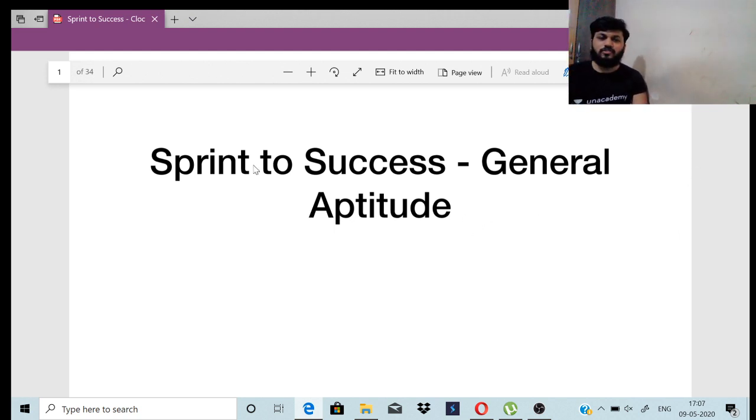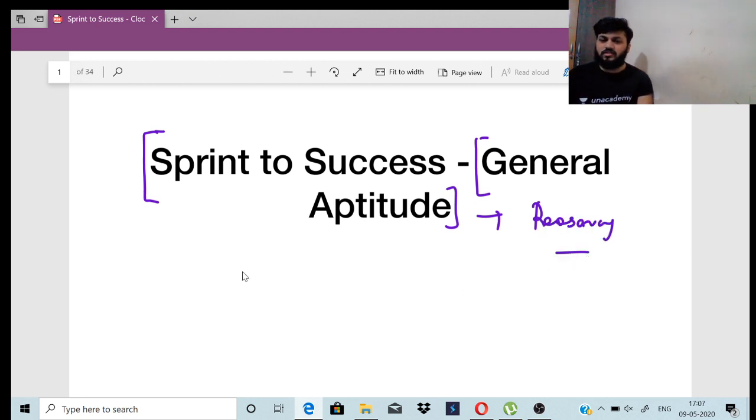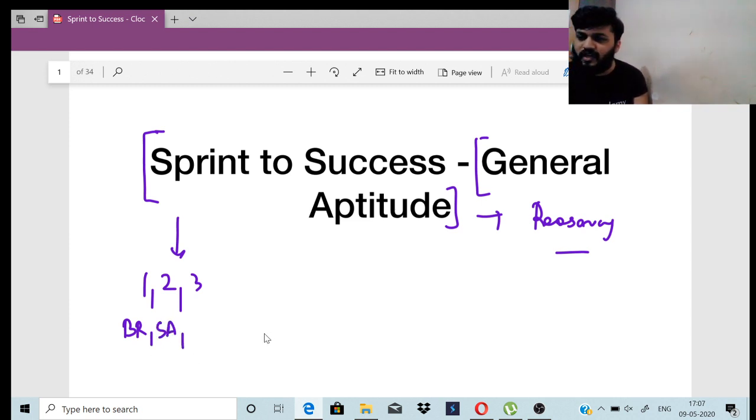Hello, everyone. Welcome to the Sprint to Success sessions, in our general aptitude sector. Last month we had the general English part, so today we are moving on with the reasoning parts. Till now we have had three classes, one on blood relations and one on seating arrangements. So today we'll be moving forward with the next one.